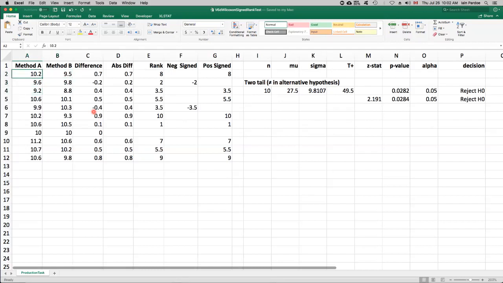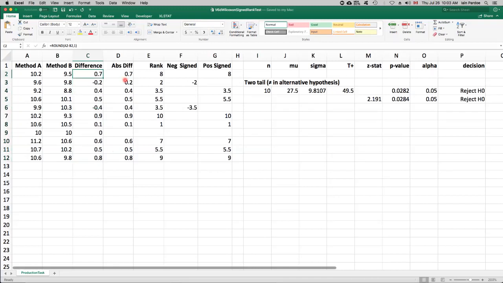So this is called a matched sample experimental design, and it means that we've essentially just got a single sample to analyze because we can take the differences. It makes sense to take the differences for each worker. 10.2 minus 9.5 comes to 0.7, 9.6 minus 9.8 comes to minus 0.2, and so on. And we're going to analyze these differences to see if the median difference is 0 or not. So we'll do a two-tail test for the median.